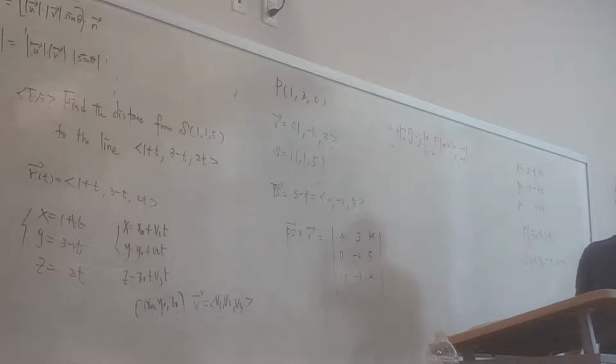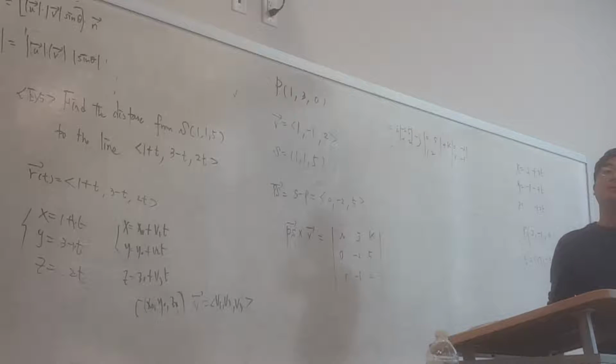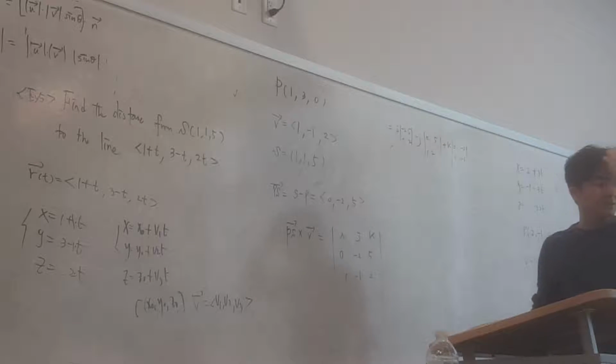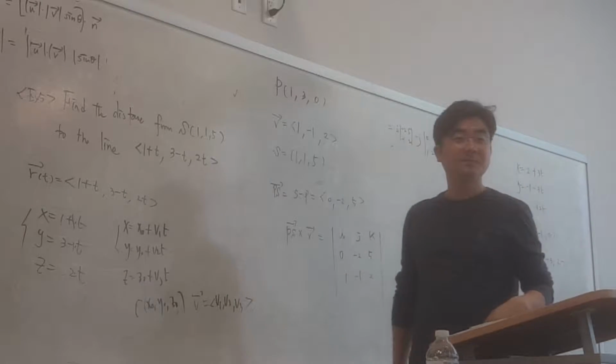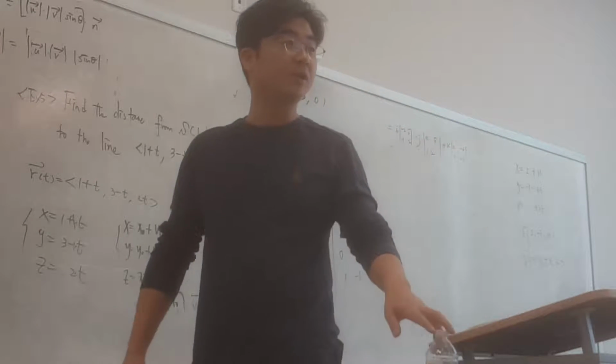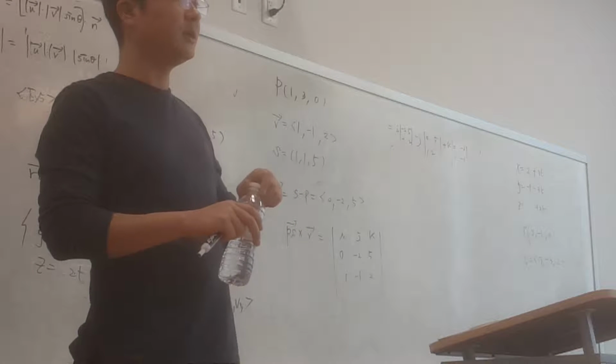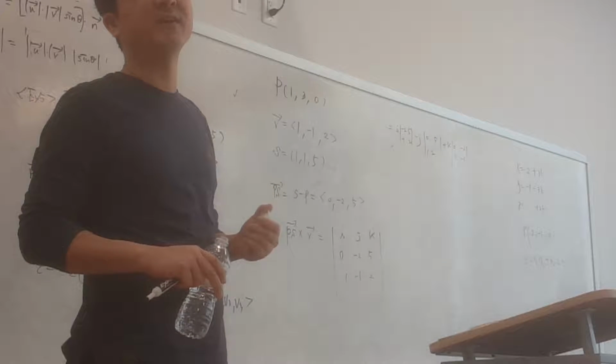I got a question. Why is the j negative? This sign is alternating. This is how we determine the determinant of a 3 by 3 matrix. So please take linear algebra first. Determinant of a matrix. It's from the cofactor matrix.